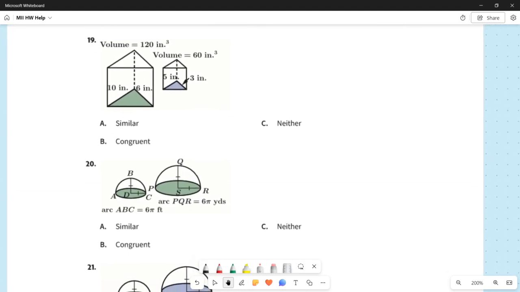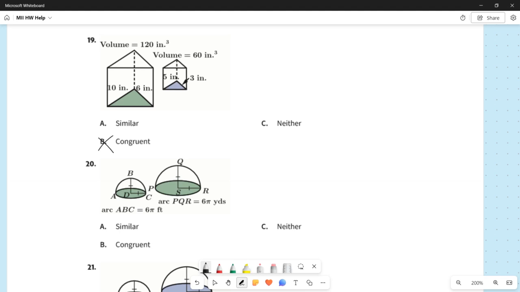Okay, question 19. So for 19, we have two triangular prisms, and we're told two of the sides of the triangle, and then we're told the volume. Well, all right. I think that we can eliminate congruent without too much difficulty here. These two figures don't look the same, and the numbers are not the same, and the volumes are not the same. So all of that indicates that these are not congruent because they are not identical. One is bigger than the other.